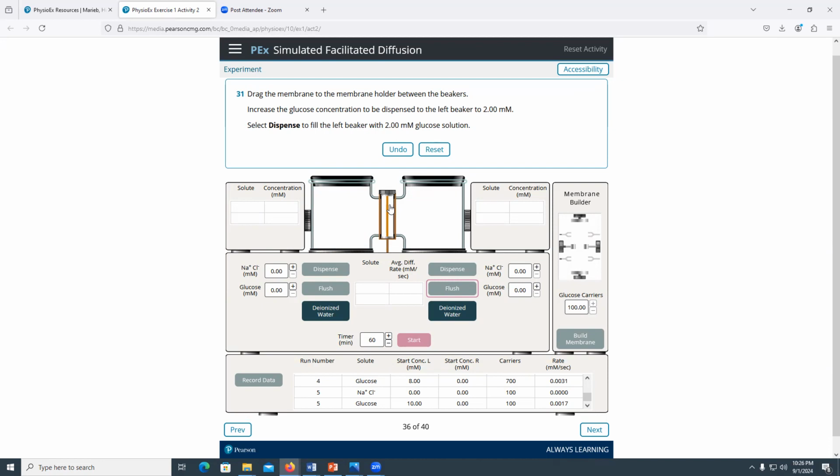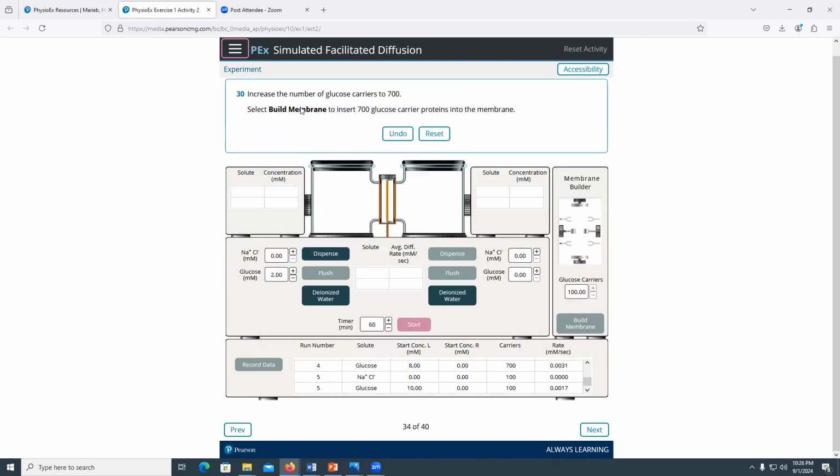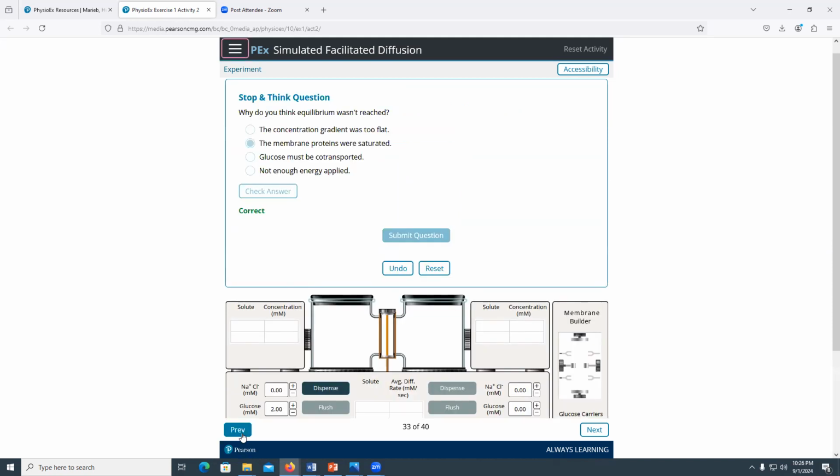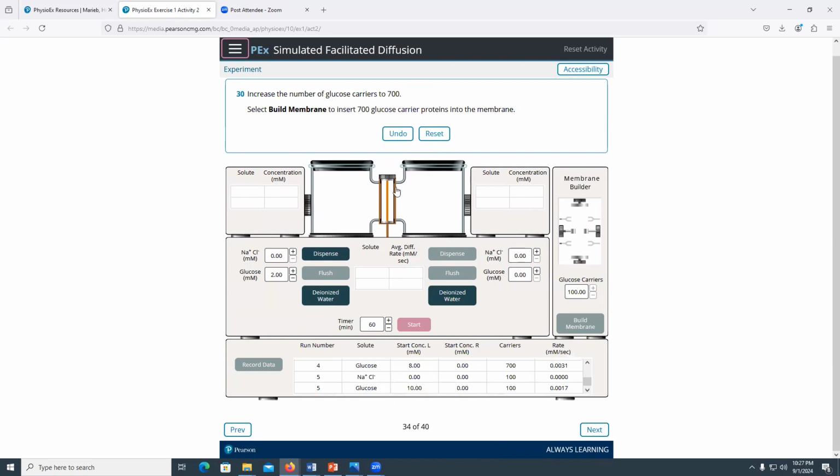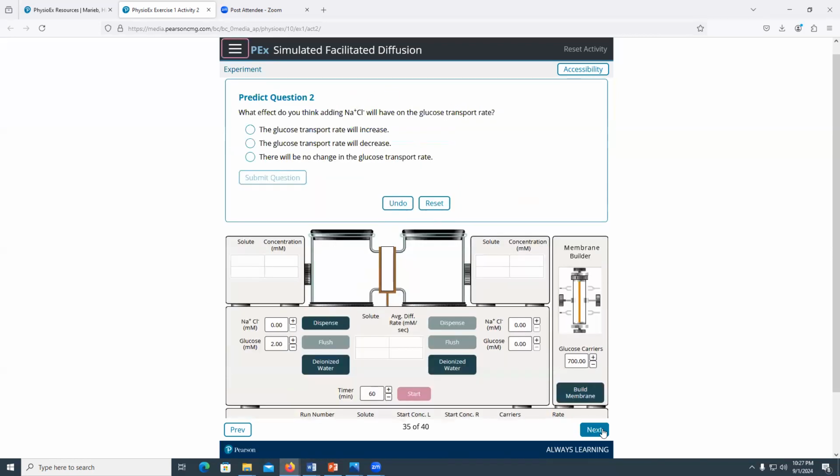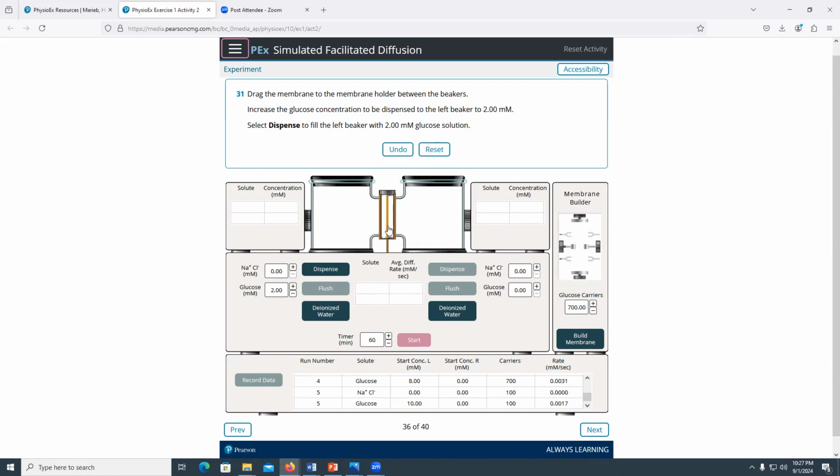Increase the glucose. Two. So glucose is going to be 2. Did they want us to select build the membrane to insert 700 glucose? So now they want us to do 700. Okay, so let's do 700. Yeah, build 700, and they want us to make our glucose 2. We said there will be no change, and we put the 700 back. This is a 2. Then we're going to dispense, and we're going to dispense deionized water on this side.